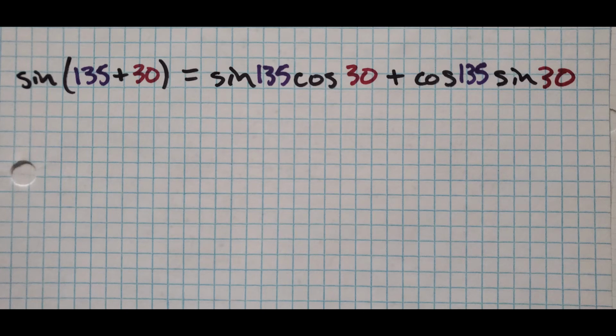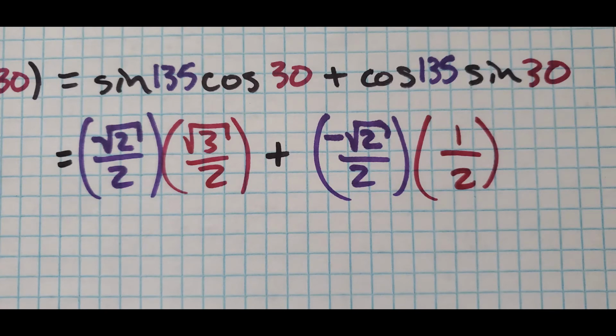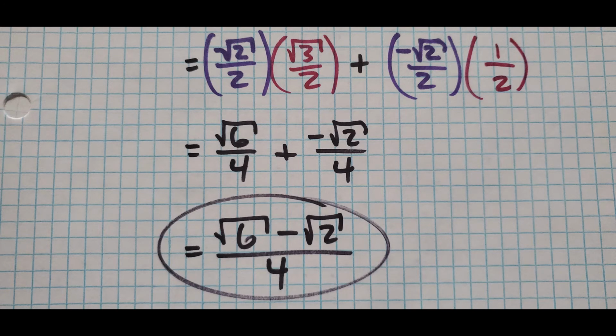So now I'm going to look up each of these angles individually on the chart, and this is what you end up with. So now we're going to multiply the tops and the bottoms, and we're going to end up with that. The interesting thing about this is cosine of 135 does give you that negative square root of 2 over 2. So there is a negative involved, so that's the only slight trick to it. So we end up with the square root of 6 minus the square root of 2 over 4. And there we go.